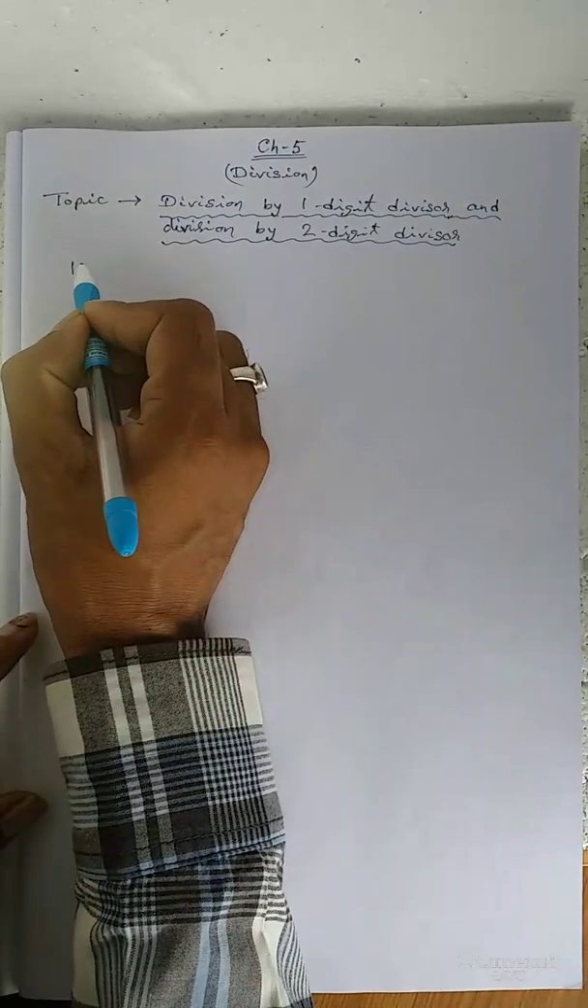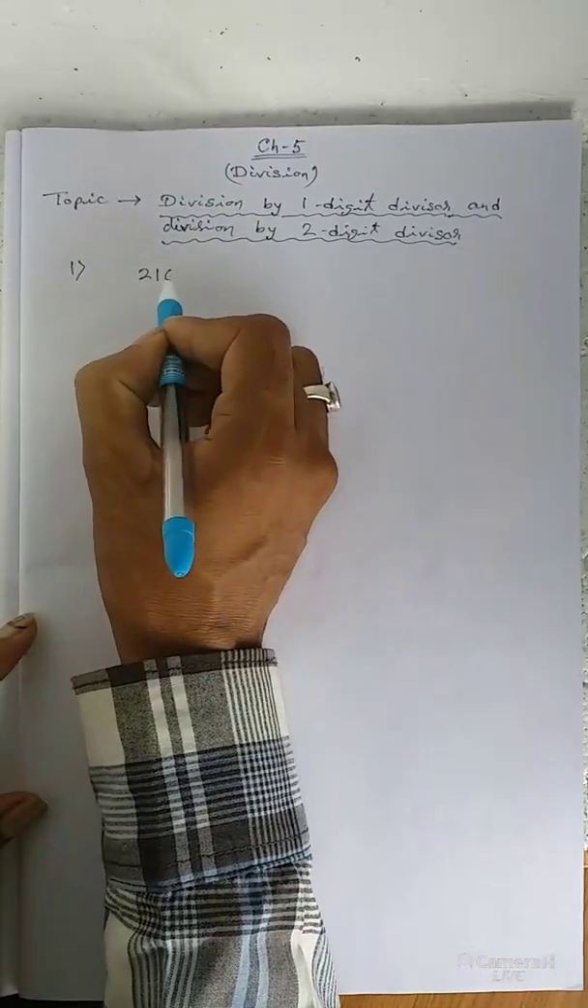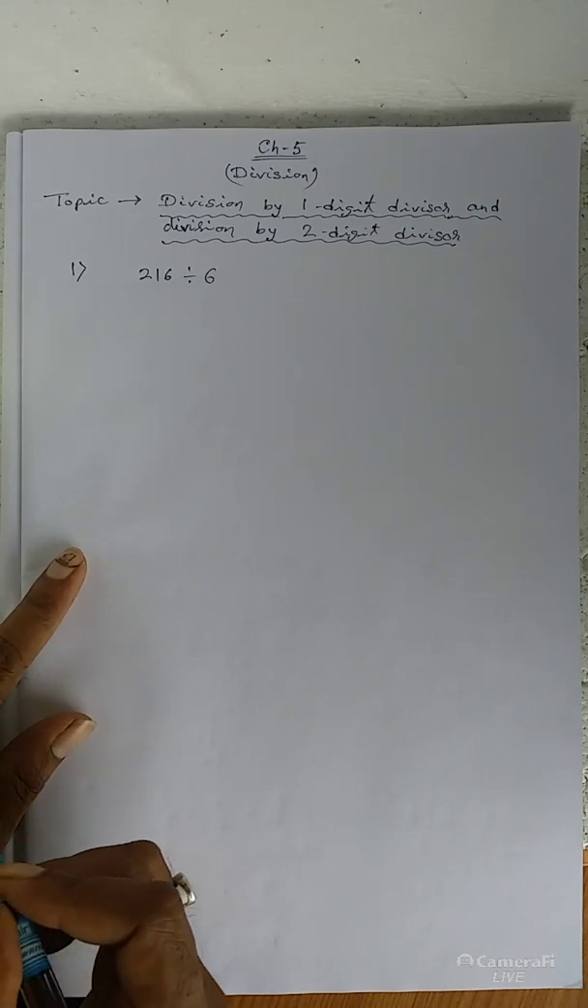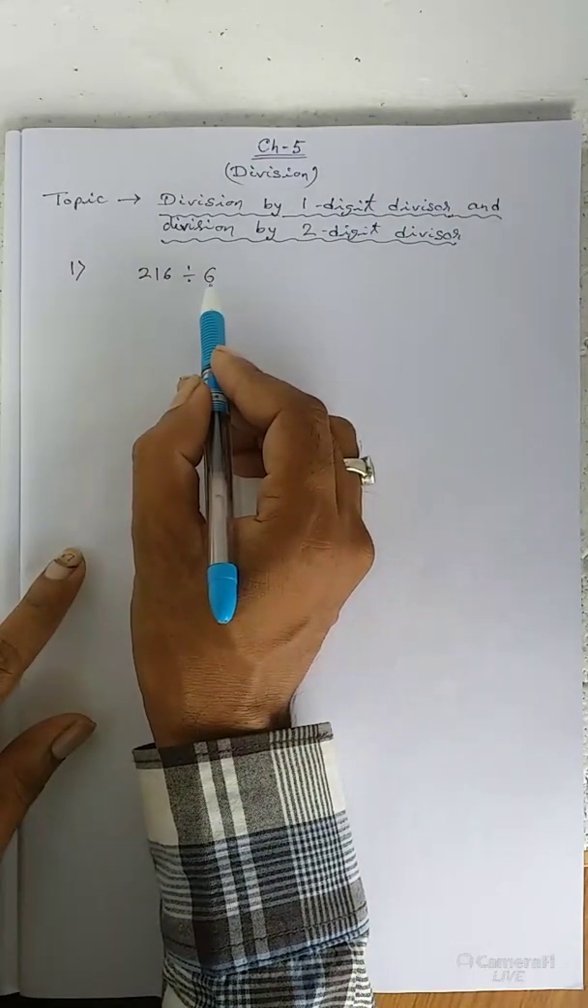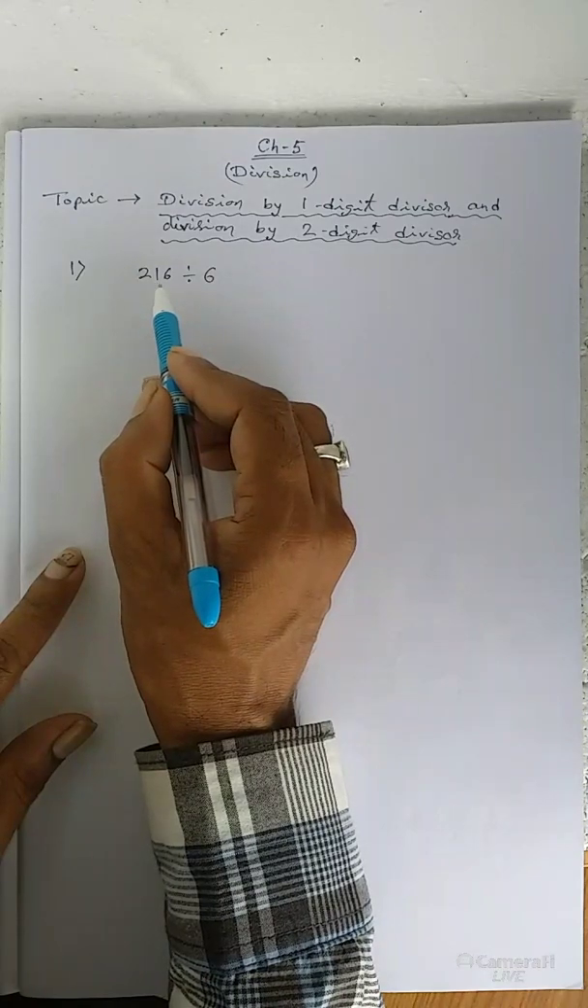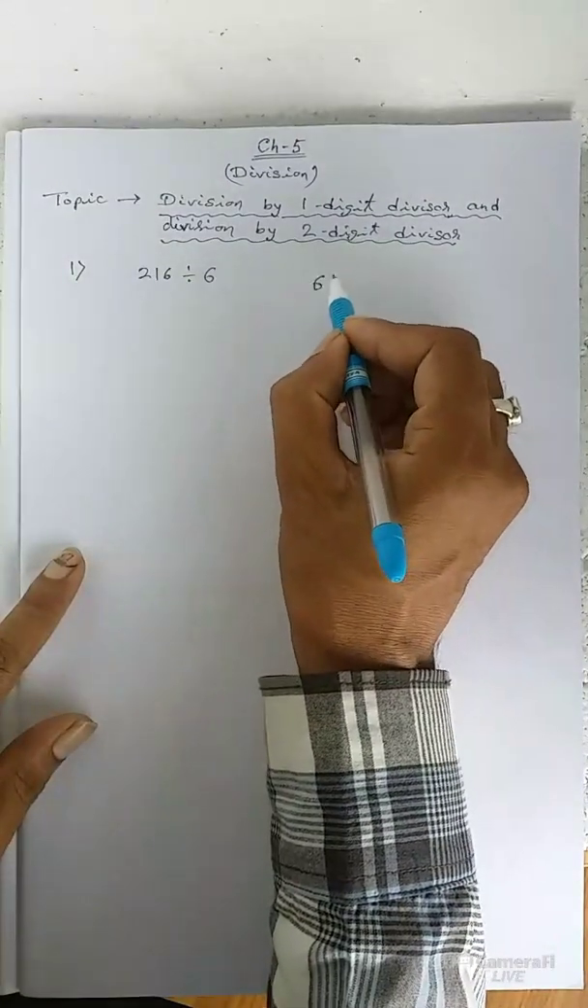Today we will discuss division of a number by a one digit divisor and division of a number by a two digit divisor. Let us first start with division by a one digit divisor. Suppose we have to divide 216 by 6. Here 6 is the divisor and 216 is the dividend. We will proceed with the long division method, in this way.